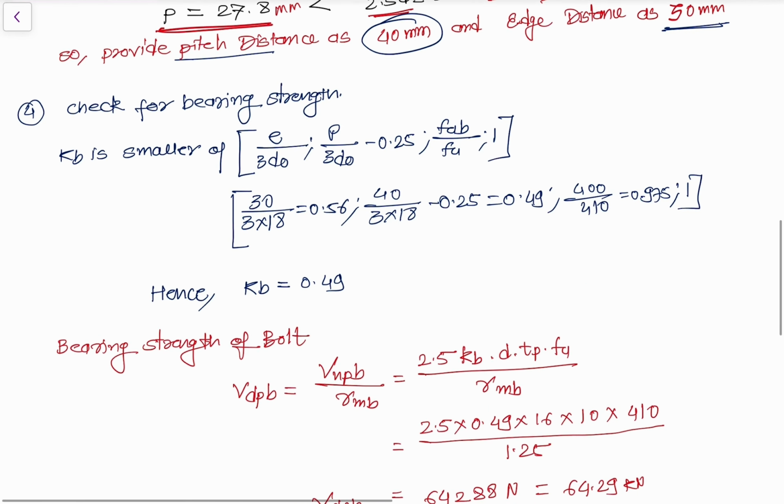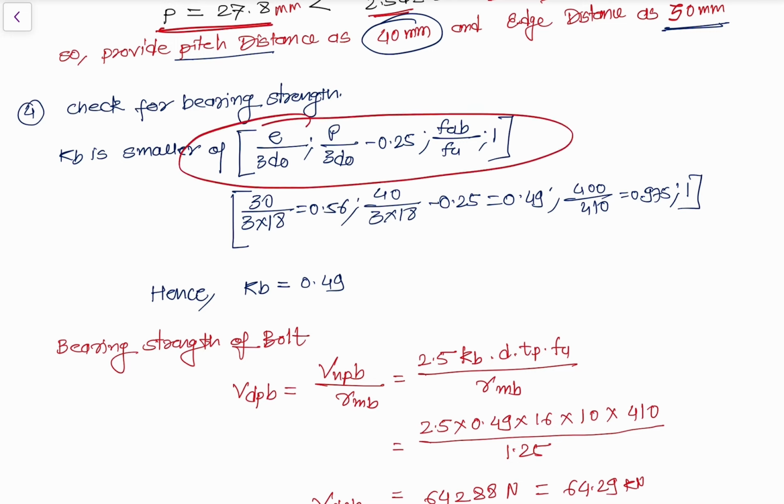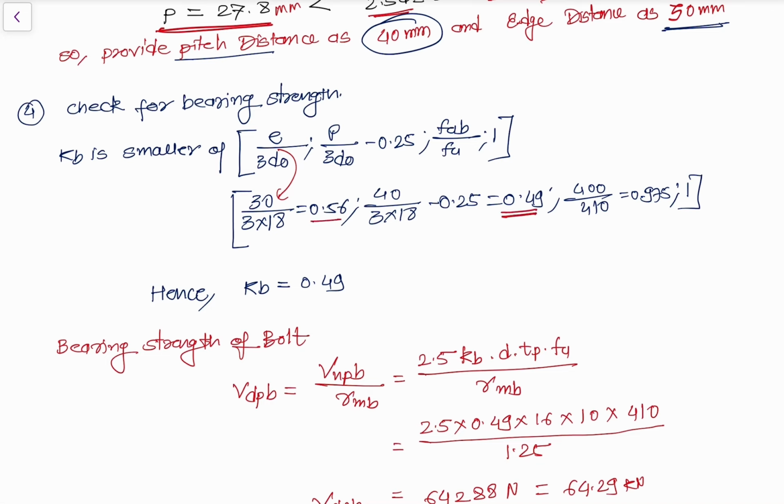Now what is step number 4? Calculate the VDPB. To calculate the VDPB, we are aware of this formula. In this formula, the very crucial value is KB. The KB value is the lowest of all 4 of these. Now we have all the values like E, DO, P, DO, everything. I have put the values over here. So E is 30, I have put it here. 3 into 18 gives 0.56. This becomes 0.49. FUB by FU becomes 0.975, and 1 is as it is. So the KB is the smallest of everything.